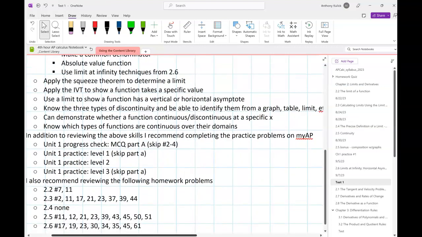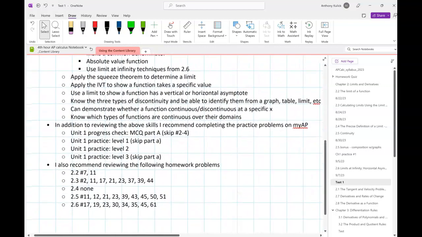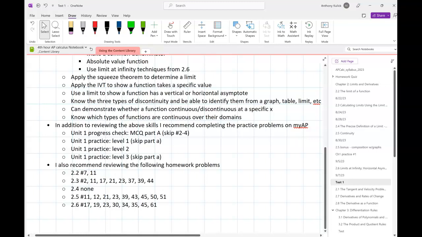You should be able to demonstrate whether a function is continuous or discontinuous at a specific x. And then know the types of functions that are continuous over their domains, so that you can use that information to do the intermediate value theorem or justify whether I can push a limit inside of a function or things like that. Do you think we will get any functions that aren't continuous over their domains? I mean, you saw the list. Are there even any functions that we've learned about? Well, if you think about a piecewise function, technically that's not continuous over its domain because the pieces don't necessarily have to hook together.